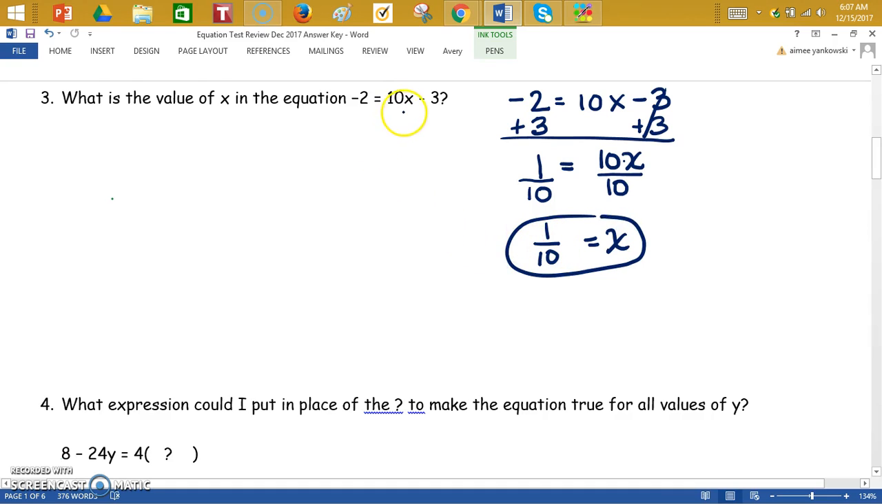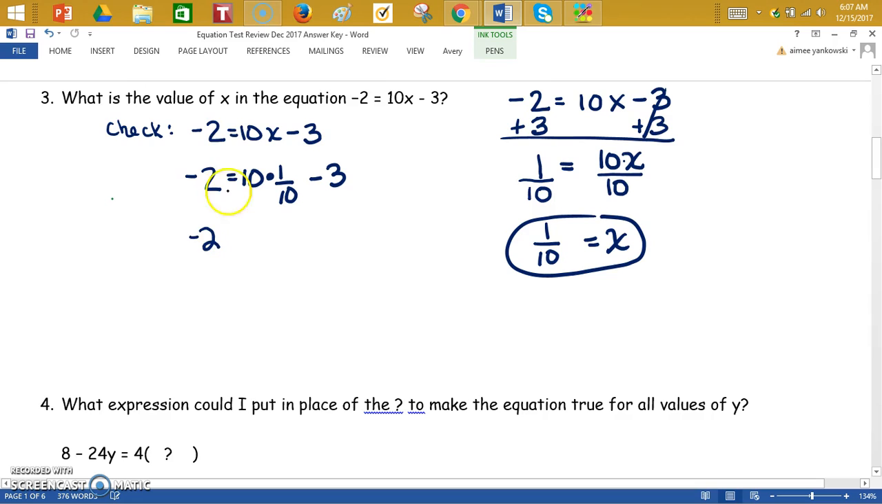That means if I substitute a 1/10 back in place of x, it will make this equation true. Let's go ahead and run through that check real quick. -2 equals 10x minus 3. -2 equals 10 times, what did I find x to be? I found x to be 1/10 minus 3. Now I'm going to simplify this side and hope I get -2.